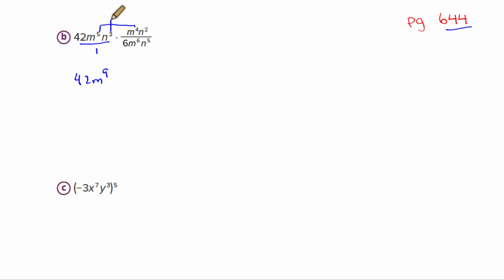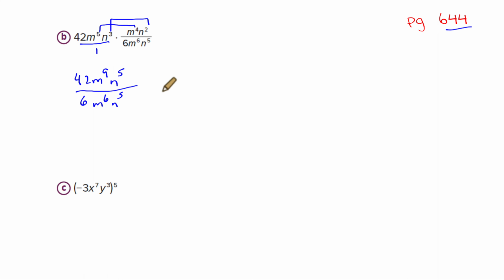Then we can look at the n's. We have n to the 3rd and n squared. That's going to give us n to the 5th. And that's all going to be over... Now I'm going to do the denominators here. 1 times 6, that's 6. We have m to the 6th, that's it, and n to the 5th.